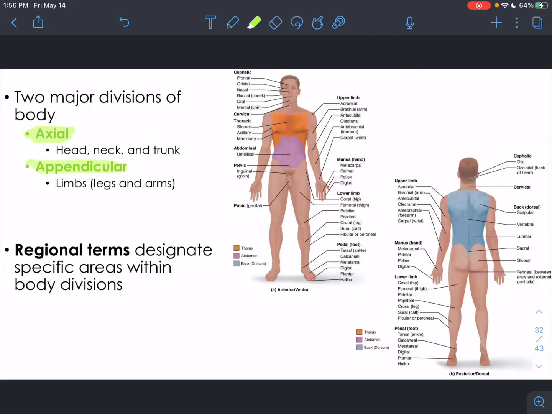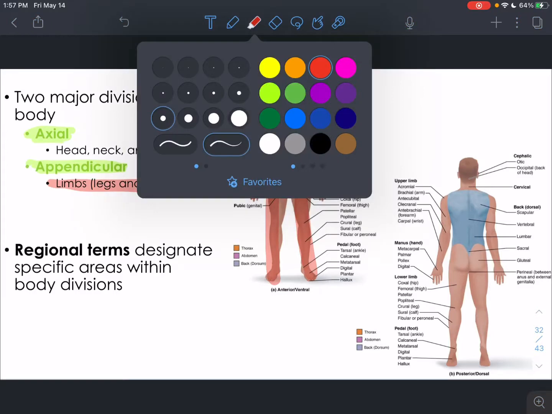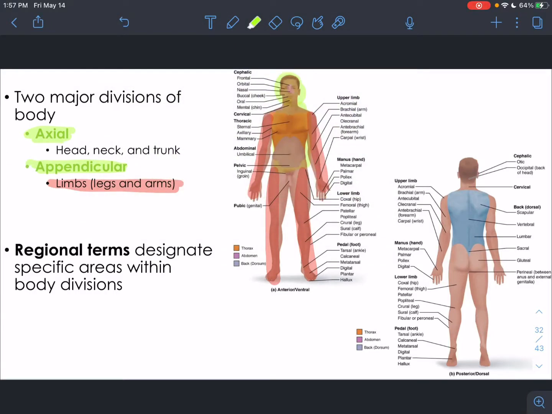We can divide the body into two major divisions, axial and appendicular. Axial is the head, neck, and trunk. Right, so you can't really see that. But the head, neck, and trunk is axial, which means appendicular is the arms and the legs. The appendages are appendicular. Axial is the trunk of the body, if you will.